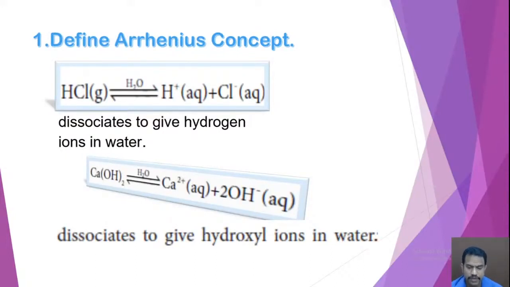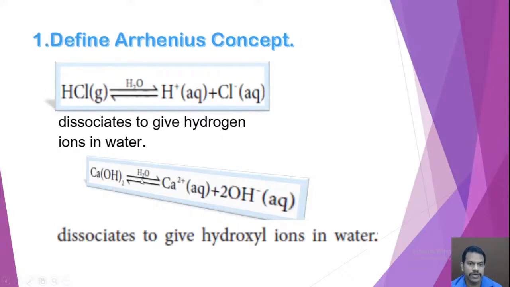Arrhenius concept. Here he has given one equation. Hydrochloric acid is dissolving in water. On dissolving in water, the charge separation occurs, H plus and Cl minus. Right? The state of hydrochloric acid is gaseous, right? When it dissolves in water, it gives aqueous H plus ions and Cl minus ions. From that, he said the acid dissociates to give hydrogen ions in water. Actually, what he said is, which substance donates H plus, that kind of substance is called an acid.